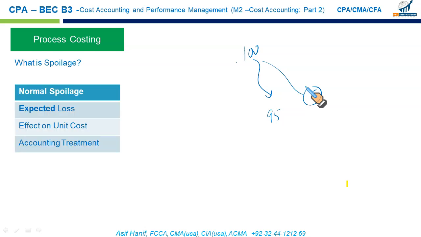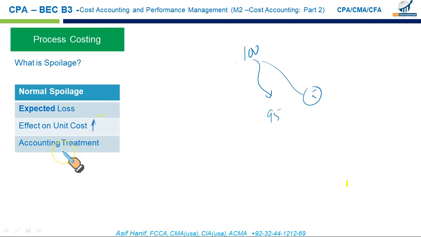So there are two types of spoilage. One is normal spoilage. Normal spoilage is something that is expected during the production process. It's a part of the production process. It's unavoidable, at least in the short run. What is the effect on unit cost? It will cause the unit cost to go up because this is the loss which is kept within the cost of production. So the normal spoilage will increase your unit cost.